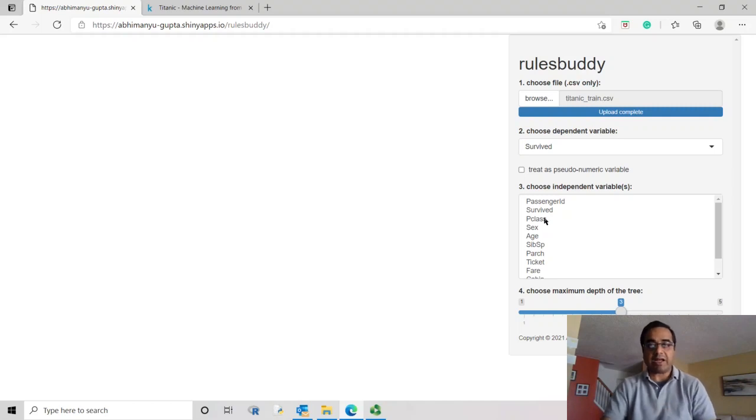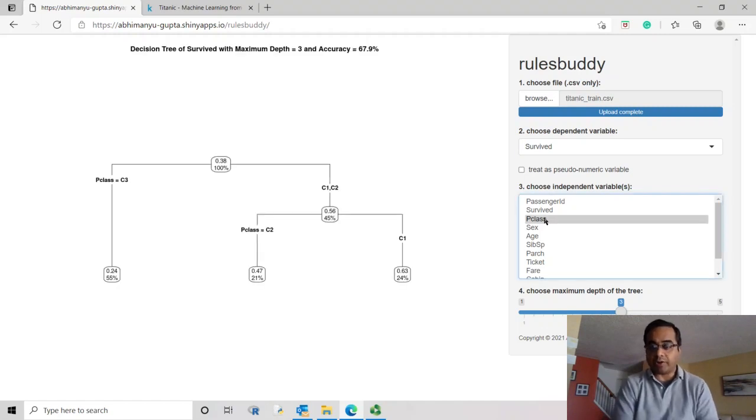because most probably the class of the passenger was a very good indicator of whether a person would survive or not. If I click on P class, I see a few points. If the P class of the passenger was C1, then there was a 63% chance of survival of that passenger. The probability comes down to 47% when the class was C2, and it was only 24% when the class was C3. So you see, as expected, how the class mattered while saving these people.